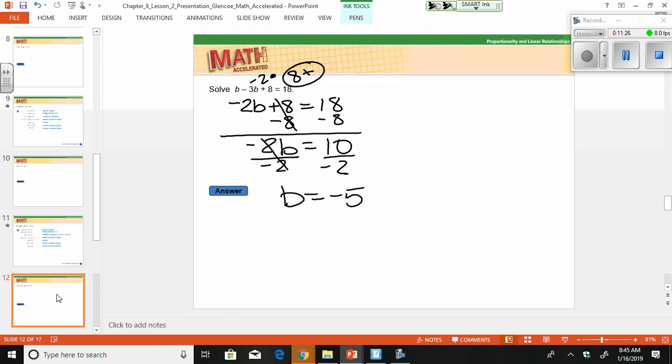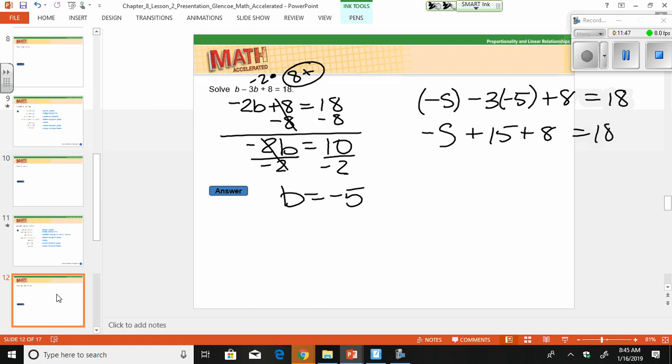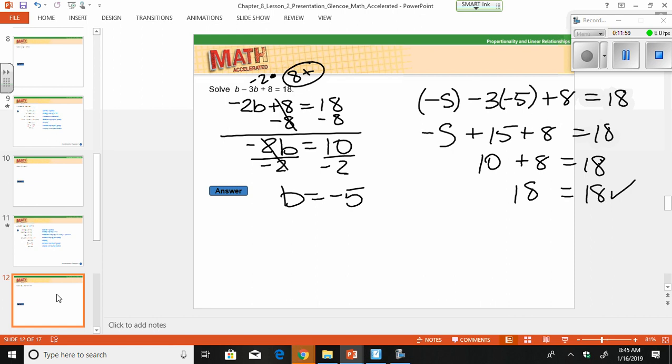Let me plug it back in. You can even go back to the very original. Oops, I don't need two negatives. I plug in the -5, I put parentheses around it, minus 3 times -5 plus 8 equals 18. So I have -5 plus 15 plus 8 equals 18. I get -5 plus 15 is 10, plus 8 equals 18. So I get 18 equals 18. And it works.